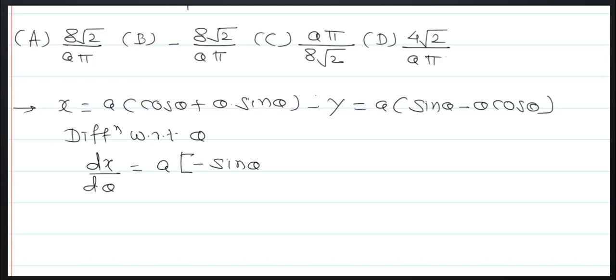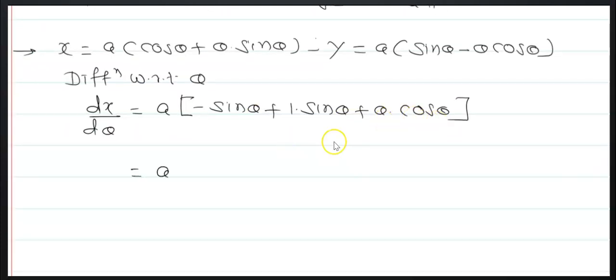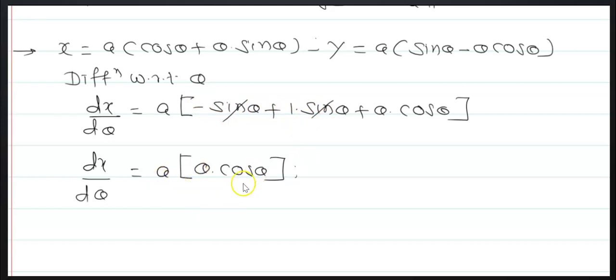That is, dx/dθ is equal to a times (minus sin θ plus the derivative of θ times sin θ). Apply the product rule here: 1 times sin θ plus θ cos θ. Simplify this: plus sin θ minus sin θ get cancelled. You are getting a(θ cos θ). This is dx/dθ.